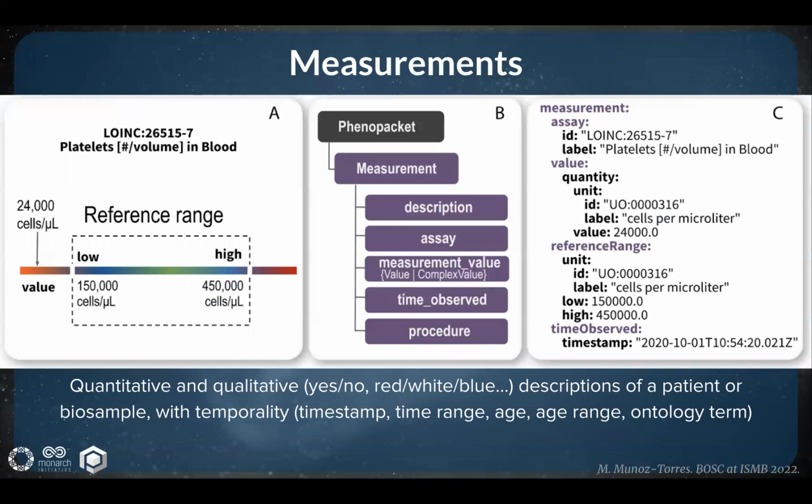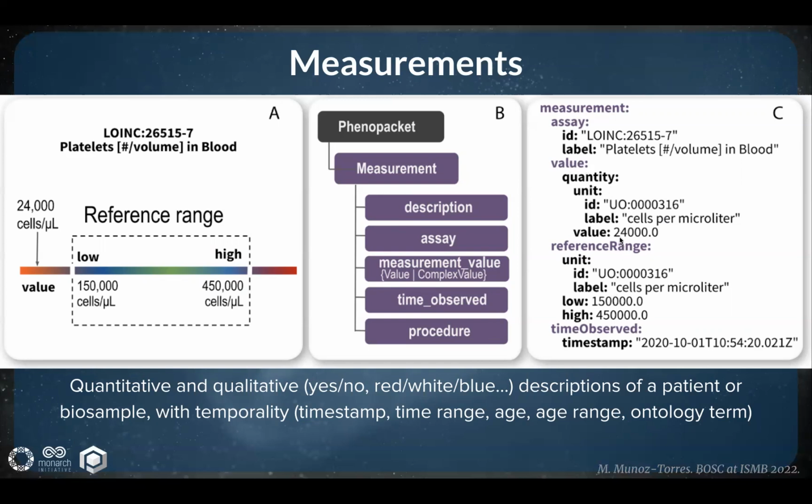Measurements can be quantitative and qualitative, yes, no, colors, and they have description of a patient or biosample, and they also have temporality, a timestamp, a time range, an ontology term. The example here shows a measurement of platelet count. Here on the left, we see a graphical representation of an abnormal laboratory value here that is way outside of the reference range. And the panel in the middle shows the relevant Phenopacket hierarchy: description, assay, measurement value, the time, the procedure. On the right, the panel shows a measurement representing an abnormally low value for thrombocyte count.